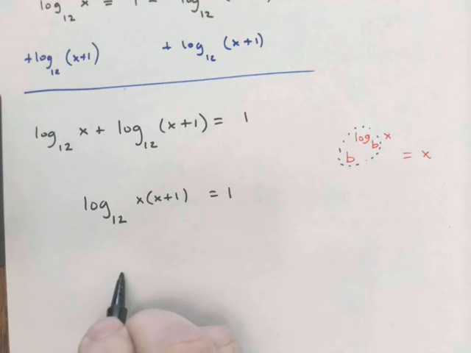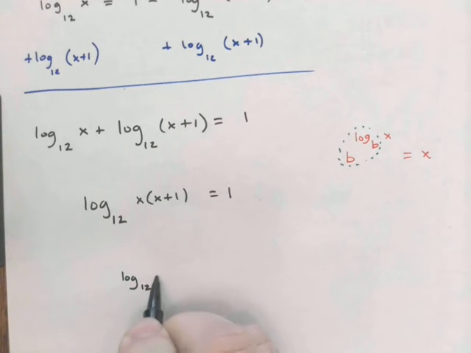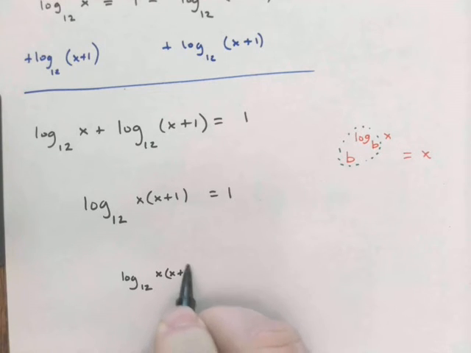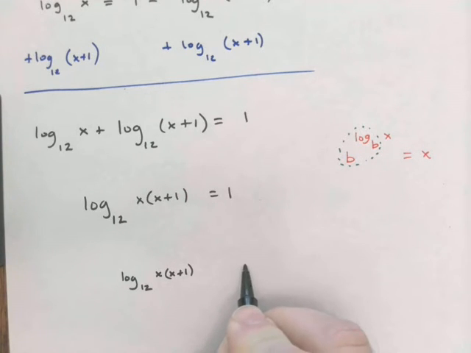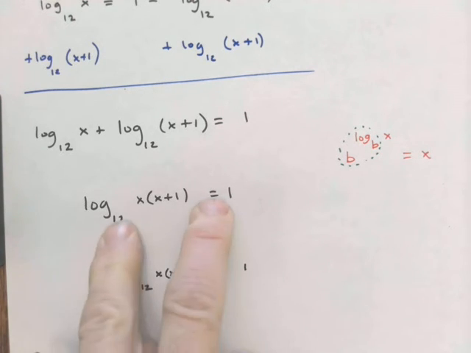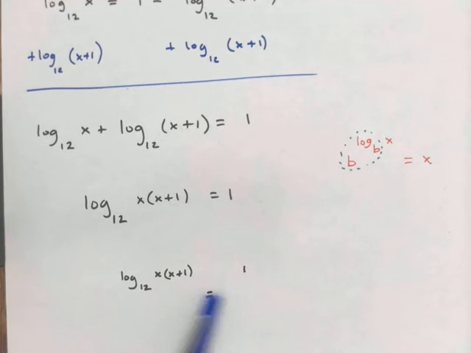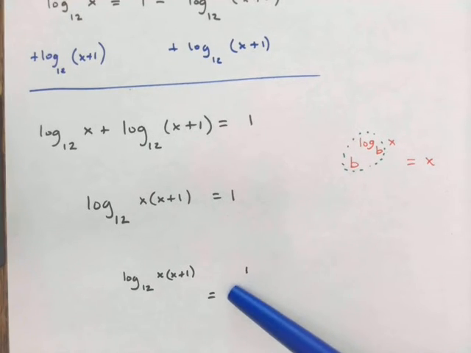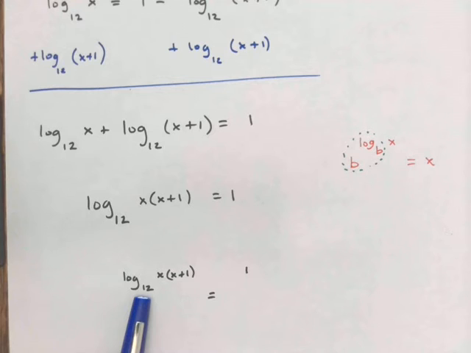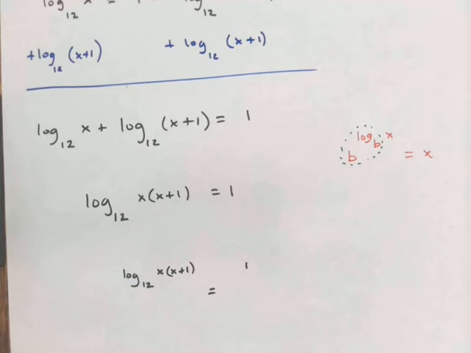So in the next step, I'm going to have an exponent of log base 12 of x times x plus 1. And I'm going to have an exponent of 1 with an equal sign in between. These are now going to be our exponents, and I want to choose a base here. So this is going to be something raised to the first power on the right side. And I want to choose the proper base, and the base has to match the base of the log. So what I'm going to do is I'm going to write in a base of 12 on both sides.